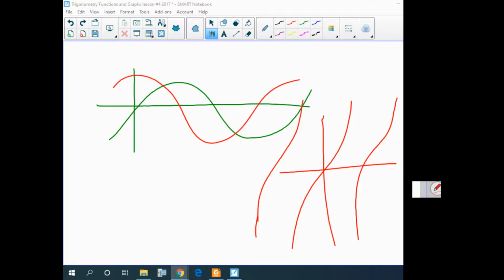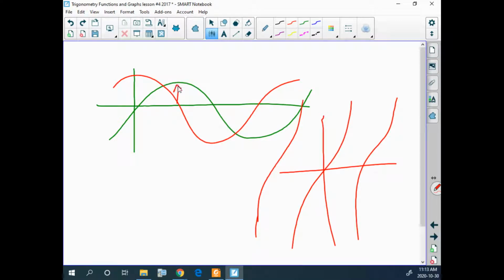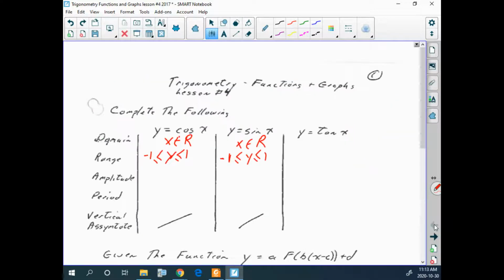So the amplitude, the amount that it's being displaced from the midline, up or down. Well, the midline in this case falls on the line y equals 0. So the amplitude is 1 in both cases. Now the period, which is how long does it take to repeat itself? How long does it take for these two graphs to repeat themselves?